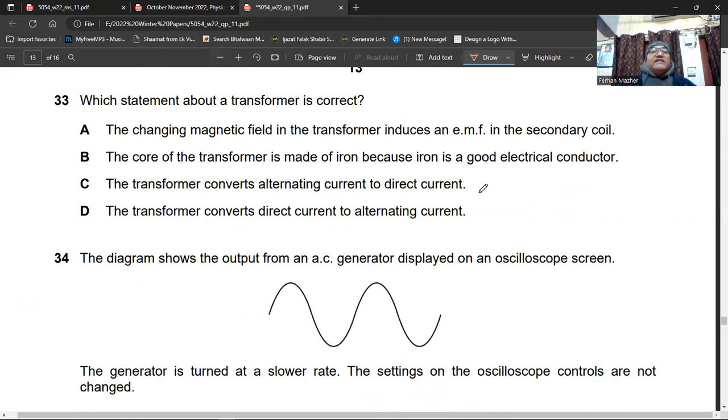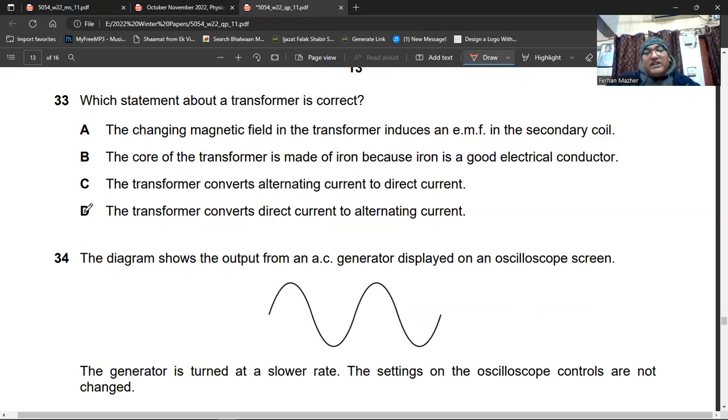Question number 33: which statement about a transformer is correct? The transformer can step up the voltage and also step down the voltage, and by doing so we can also control the current. The changing magnetic field in the transformer induces an EMF in the secondary coil. That is right. The core of the transformer is made of iron because iron is a good electric conductor.